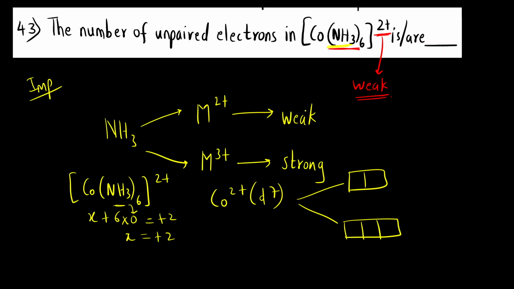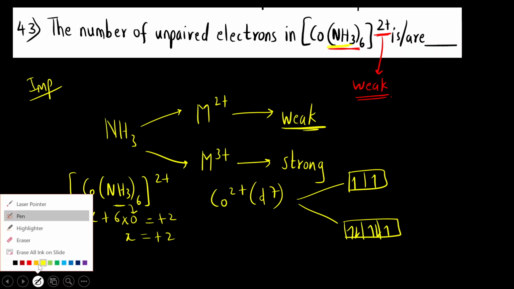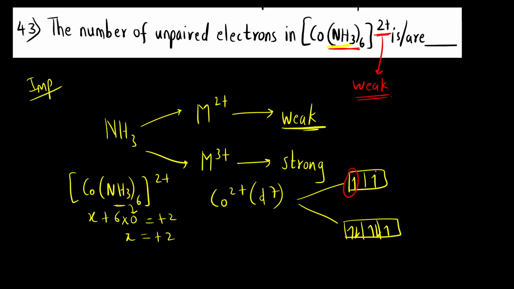Now we have to fill what? We have to consider this as a weak field ligand. So 1, 2, 3, 4, 5, 6 and 7. So you can see how many unpaired electrons are present? 1, 2 and 3. So the correct answer is going to be 3. You just write 3.